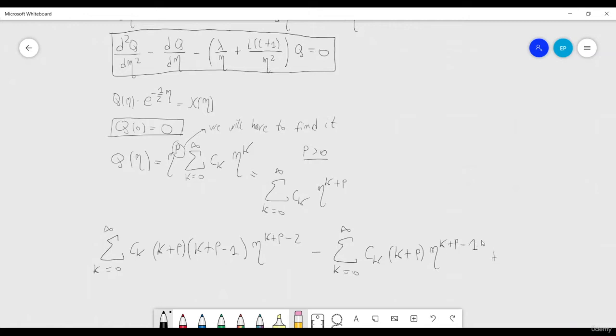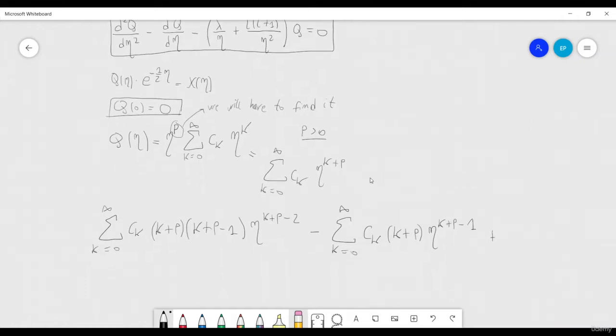And then I have plus, I'm going to rewrite it below. I have minus, I have a factor of lambda here, and I also have to divide by eta, right? So I can try to put them inside the summation, and I can write it like this: sum from 0 to infinity of lambda, which is just a constant, so I could also factor it out from the summation, but I will write it inside the sum just for the sake of convenience. And then I have c sub k times eta to the k plus p minus 1, and this minus 1 comes from this factor of eta in the denominator here.